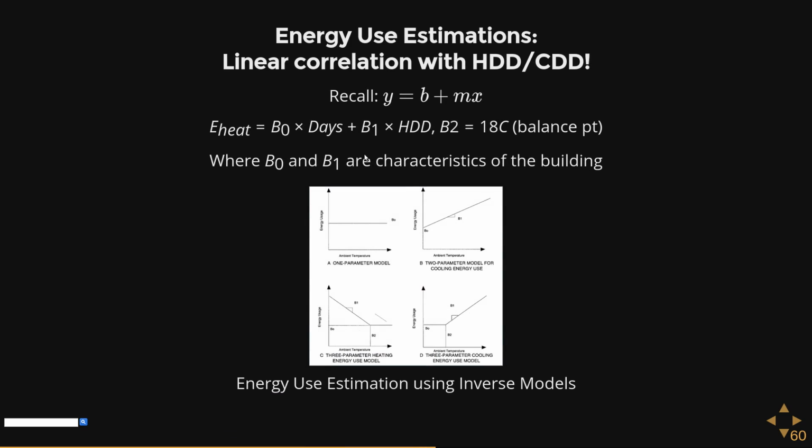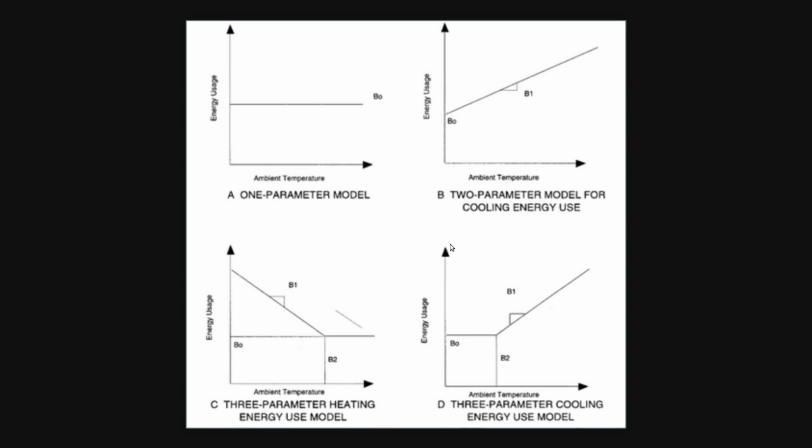So how we use this is we come up with a characterization equation for a building. This is done using regression techniques from the actual consumption of the building. This is called an inverse model. It's exactly the same as calculating the slope of a line, but instead of the line being given to you, all you know is how much energy is used by the building, and then you know the average ambient temperature. So here are a few different characterizations of a building.